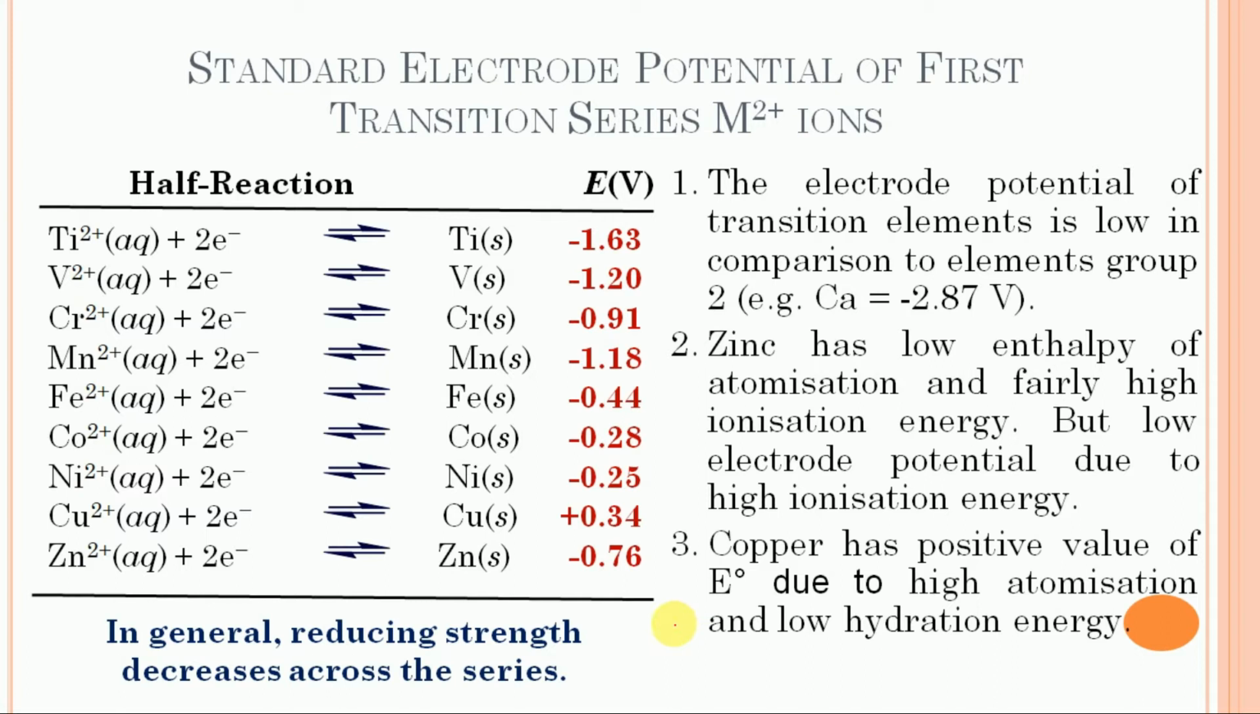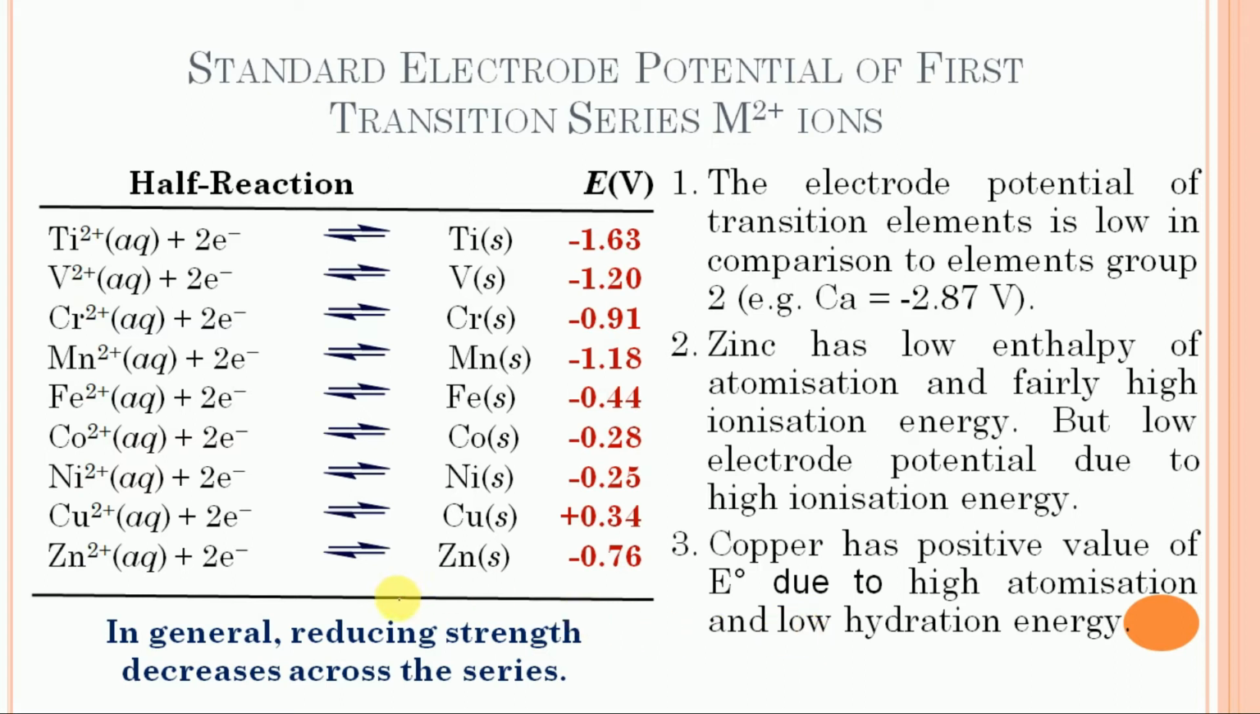It is clear from this data that copper has positive reduction potential, that is plus 0.34, and this shows that copper is the least reactive metal out of the first transition series. The positive value of electrode potential of copper is due to its high atomization energy and low hydration energy.